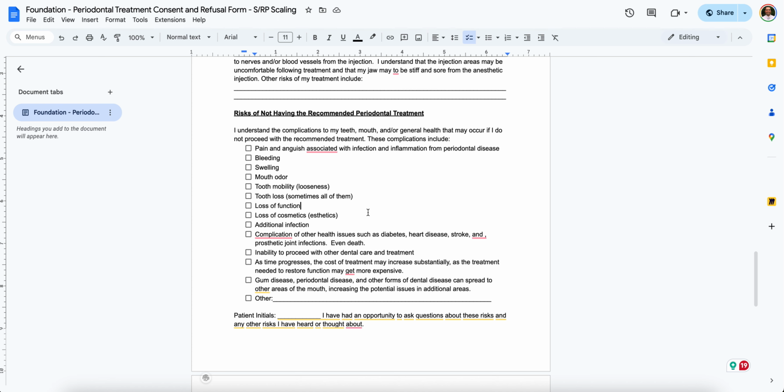We have them sign this form. We put it in the chart. This is the third time we've talked about this. The patient is fully aware of what they're signing up for. That's our duty. Our duty is to educate our patients, not to kick them to the curb.